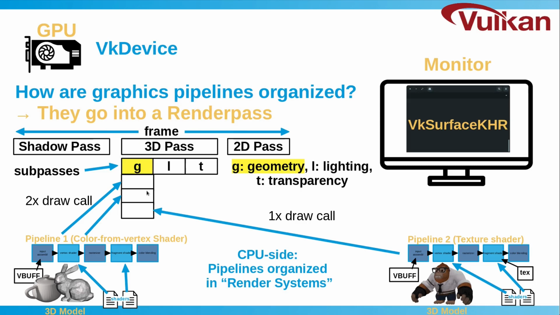Yeah, so this is how graphics pipelines are organized. They always go into a render pass, and they can go into a subpass. Per subpass or per render pass, multiple pipelines can be drawn. Now on the CPU side, or in our application, we organize the graphics pipelines in so-called render systems.